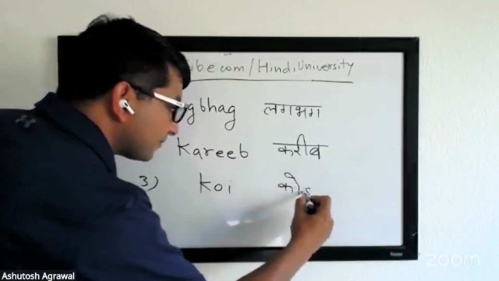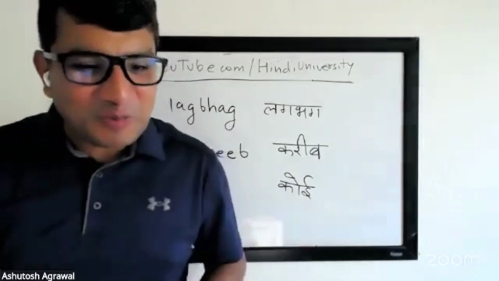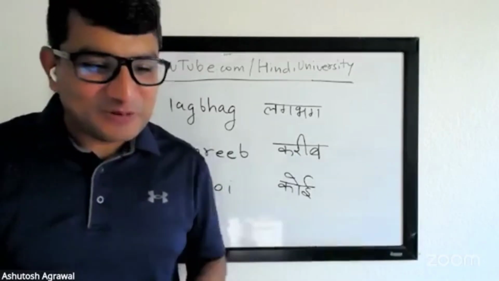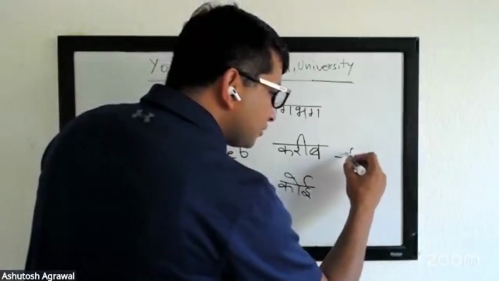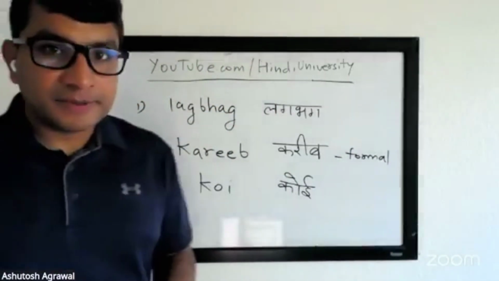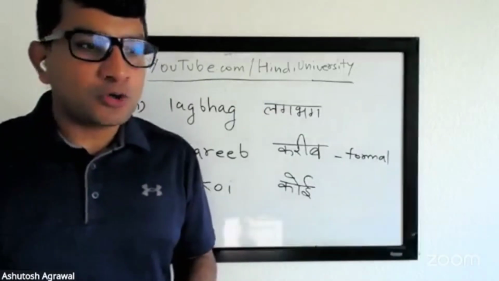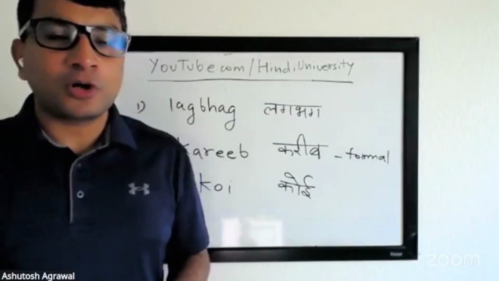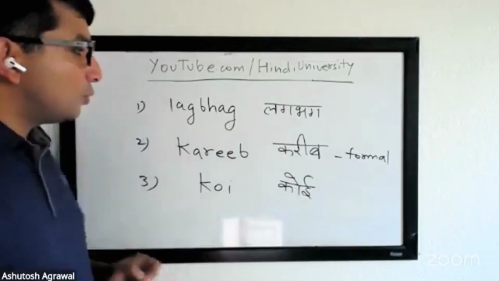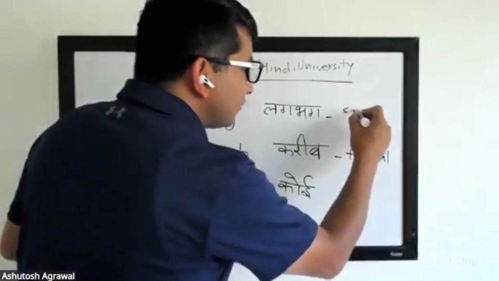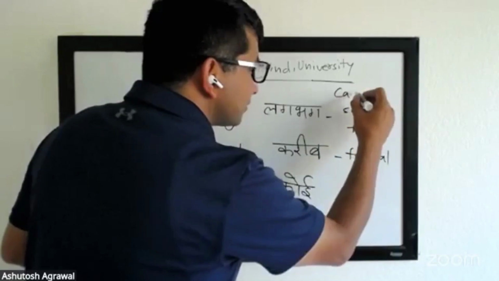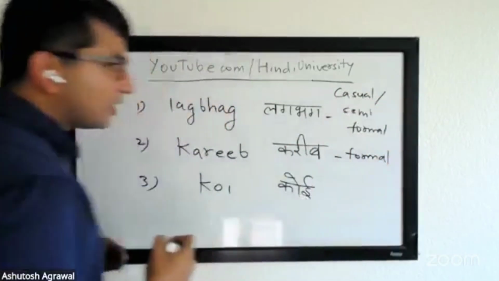Okay, koi. What do you think is the difference when all of them are being used? Hindi speakers, when you talk to them, use these three words interchangeably. If you want to be a bit more formal, you will use kareeb. Imagine if you want to write a news article, or if you're talking about weather reporting, you will end up using kareeb. It's semi-formal. When you want to have a casual conversation, you will use lagbhag, okay.